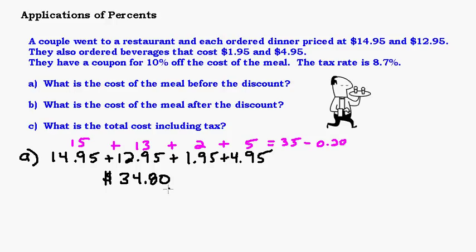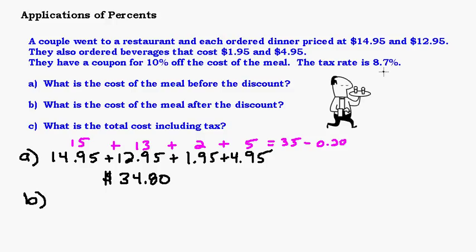Cost of the meal before the discount, $34.80. Part B, what is the cost of the meal after the discount? Well, we have a coupon for 10% off. Now, the tax isn't going to come till the end. If you think about it, it wouldn't be fair for the restaurant to charge tax on this $34.80. They're going to subtract off the 10% that the couple saves and then figure out the tax on that. And it makes a difference.